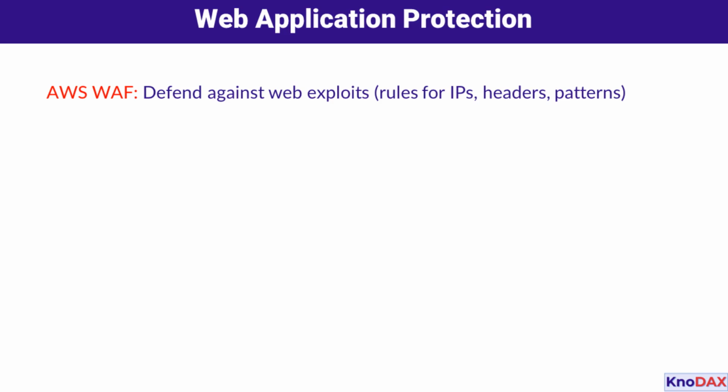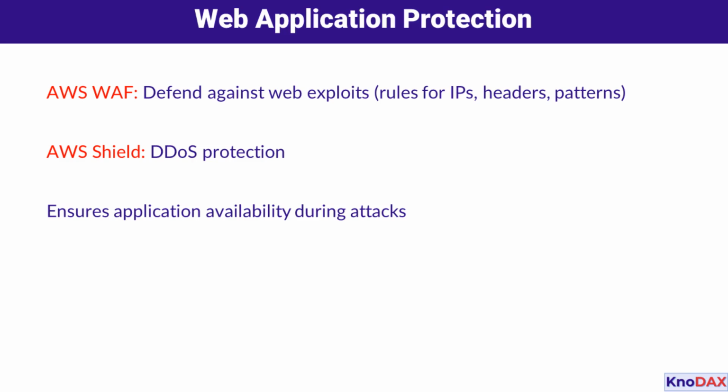Web applications face unique threats like malicious attacks and DDoS attempts. AWS WAF protects against common web exploits, while AWS Shield provides advanced DDoS protection. These tools ensure our applications remain secure and available, even during large-scale attacks.